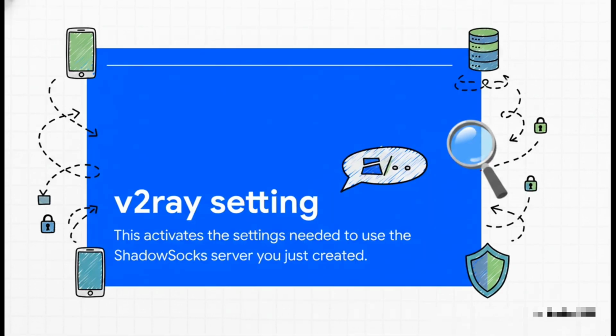So what is this V2Ray thing anyway? Well, you can think of it as a toolkit that supports a bunch of different protocols, and one of those happens to be the Shadowsocks protocol we're using. So by checking this box, we're basically telling UDP Custom, hey, get ready to handle the specific server info we just made. It's kind of like tuning a radio to the right frequency.